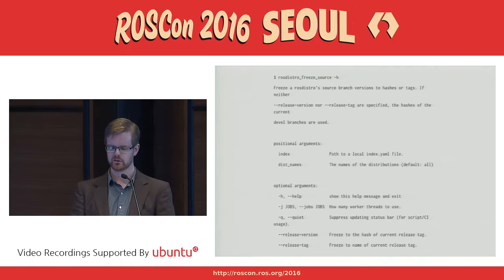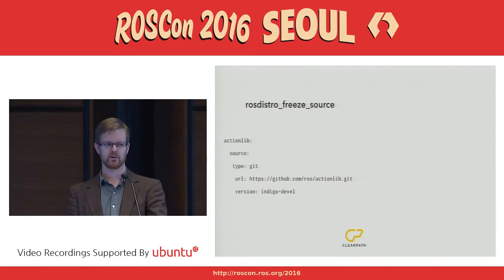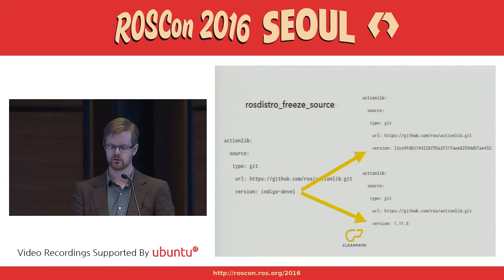And then quickly, I want to talk about rosdistro freeze source. We contributed this to the rosdistro Python repo recently. This lets us do this fun thing where we look at the source repo entry in distribution YAML, and you have the version, which is Indigo develop branch, and we can transform that into either a git hash, which is what you see above, or the tag that corresponds to the latest version below.